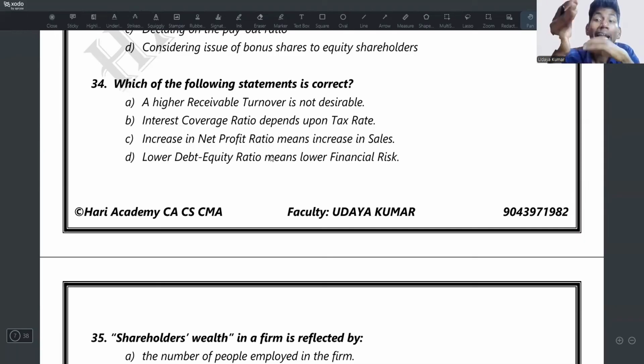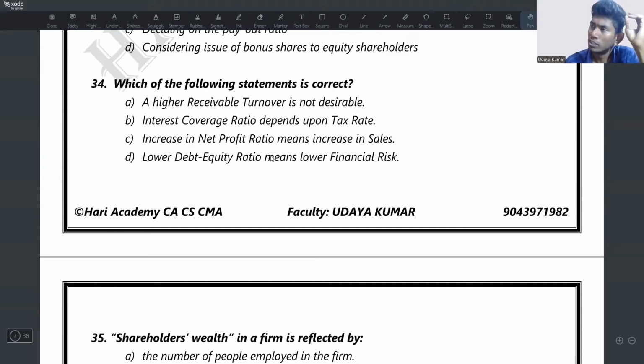So moving to option B, interest coverage ratio depends upon tax rate. How come? This is purely misleading, right? While taxes affect net income, the interest coverage ratio itself is calculated using EBIT and it does not depend on the tax rate, right? So it assesses a company's ability to meet its interest obligation regardless of tax considerations. So it's purely misleading. So even option B is incorrect.